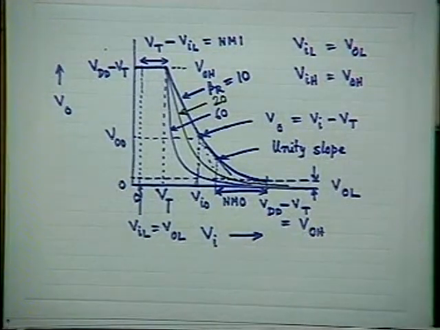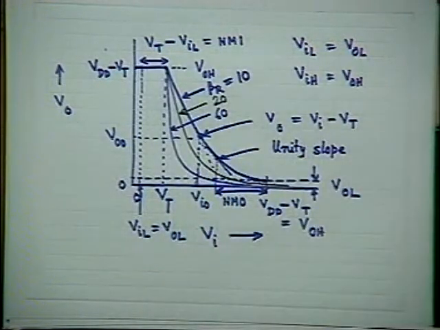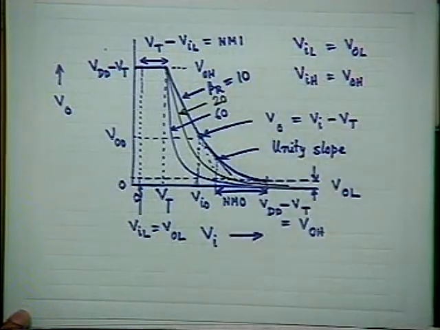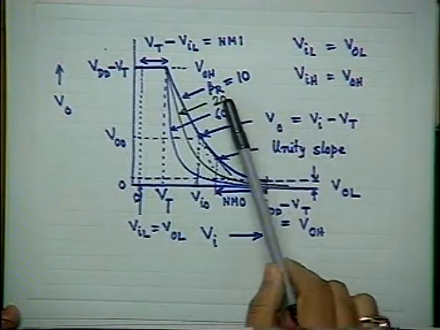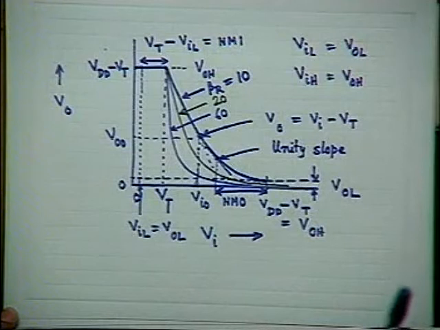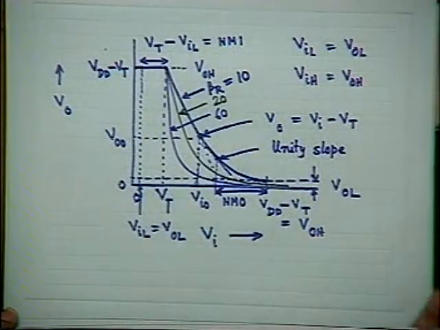You see that taking higher values of beta R, I cannot control anything so far as NM1 is concerned. NM1 is entirely controlled by, is it correct? Having a higher value of beta R, there is a little control, because the value of this VIL will be reduced.